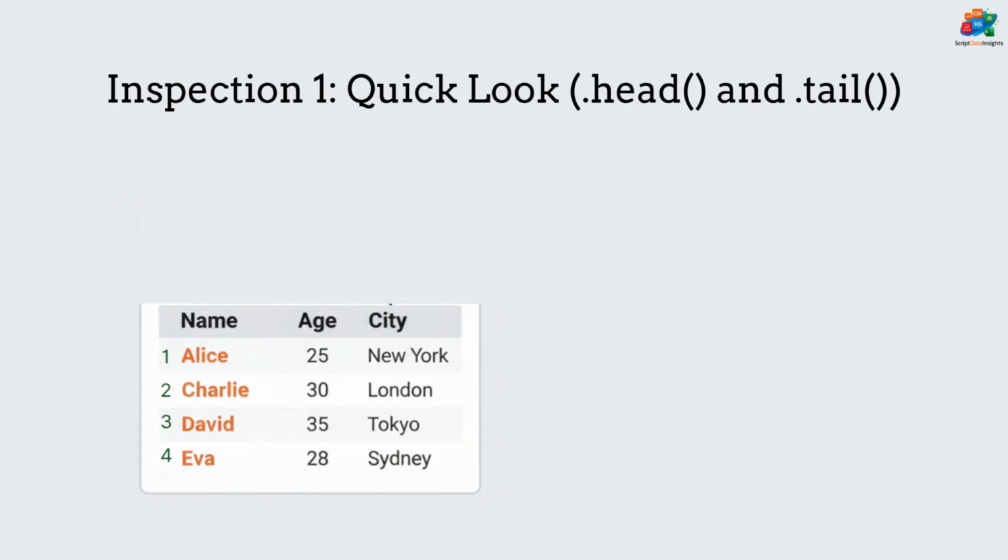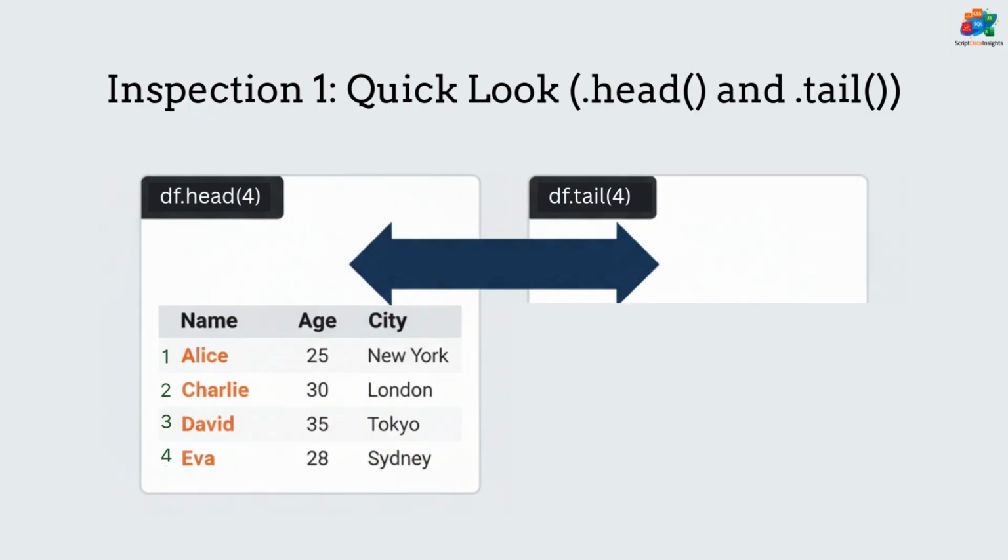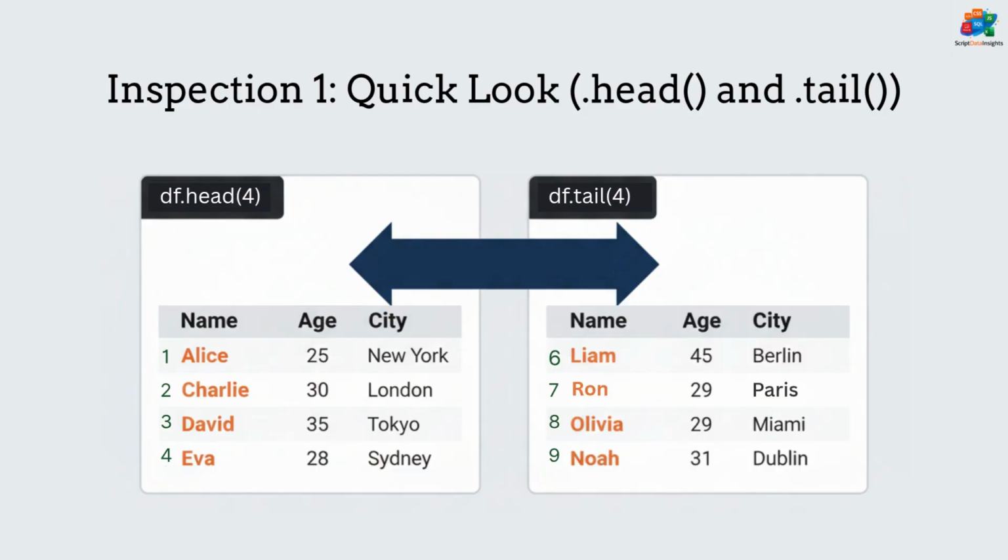After loading your data, your very first move should be inspection 1, a quick look. This is essential to ensure the data loaded correctly and to get an initial feel for its structure. You can use the .head method, which shows you the top rows of the data frame, and the complementary .tail method, which shows you the bottom rows. Both are useful for quickly spotting issues like incorrect headers or unexpected values at the beginning or end of your file.